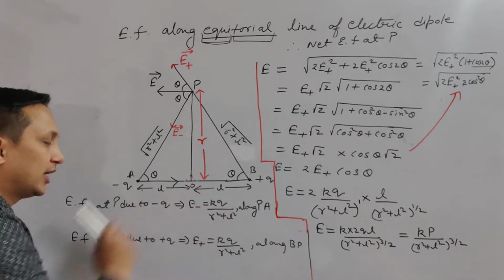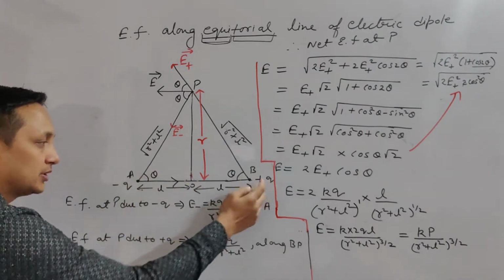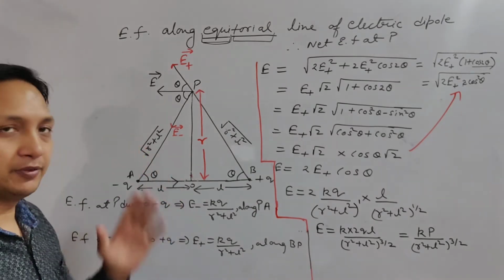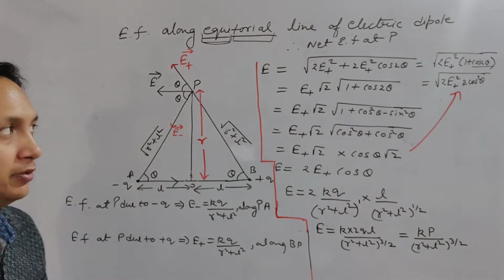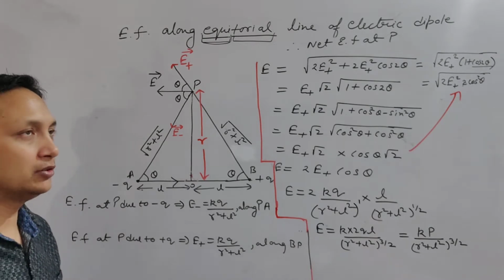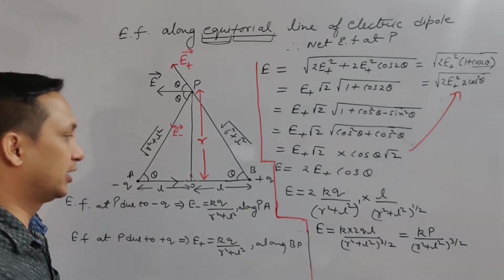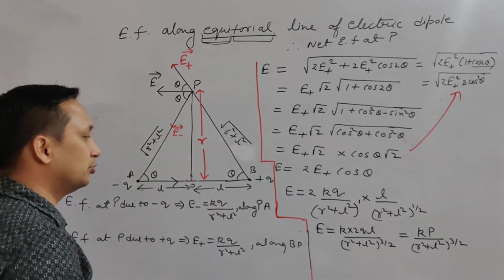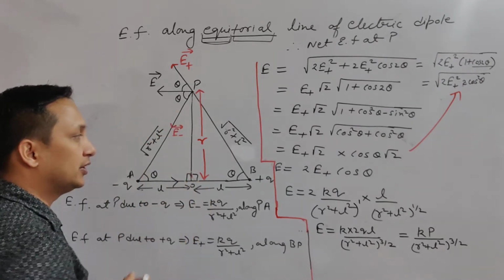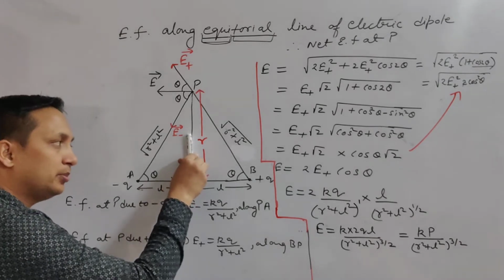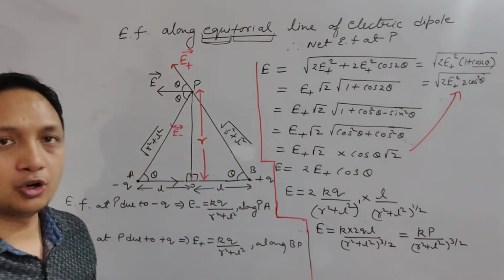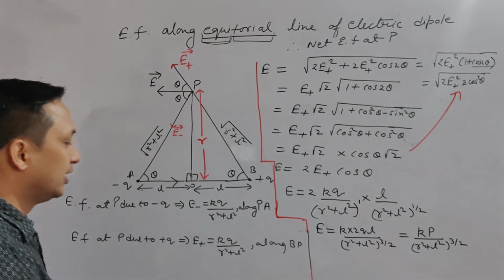So here comes your dipole AB, minus Q, plus Q, distance between them 2L. So a line which divides this dipole into equal parts. From where should that line pass? From the center. Two equal parts means this should be 90 degrees, because if it is not 90 degrees, this line will be slanted, and the distance from the two charges will not be the same, it will be different.